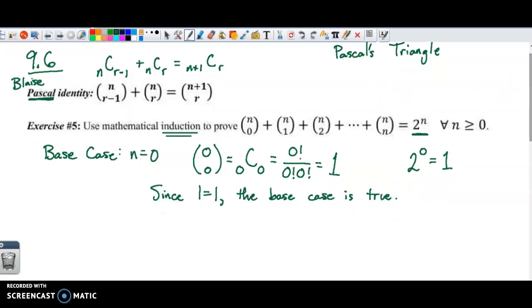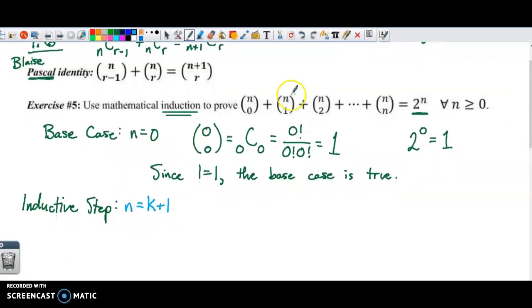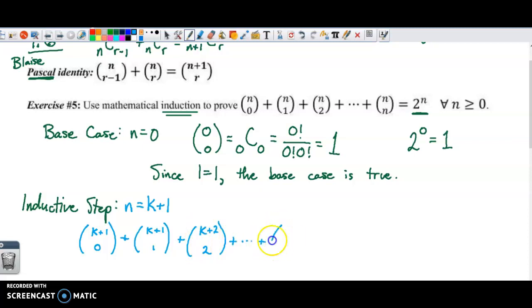Moving forward to the inductive step, this is where we need Pascal's identity. What we need to do is prove that it's true for n equals k plus 1, so I need to replace all of these n's with k plus 1. What we have is k plus 1 choose 0, plus k plus 1 choose 1, plus k plus 1 choose 2, dot dot dot, plus, well, I could do k plus 1 choose k. That's what I normally do, the previous term and then the next term.